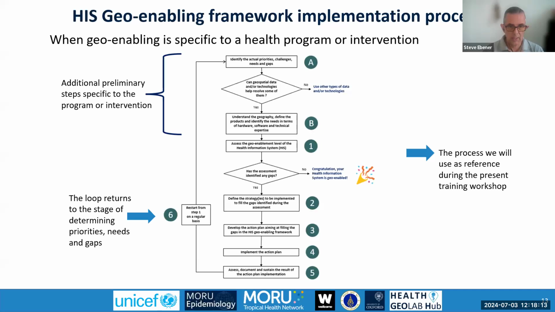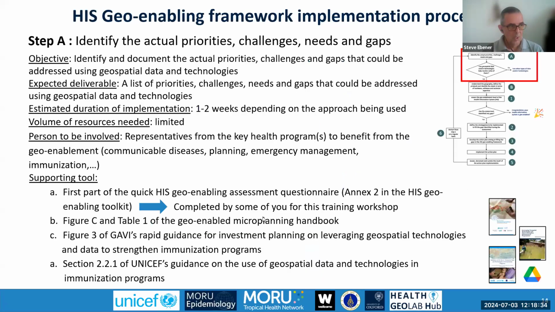So let's have a look at each step of this process. This is the one we will be using as reference during the present training workshop, because we are looking not only at geo-enabling the health information system, but also any program or intervention. The first step in this process consists in identifying actual priorities, challenges, needs, and gaps of the concerned program or intervention.